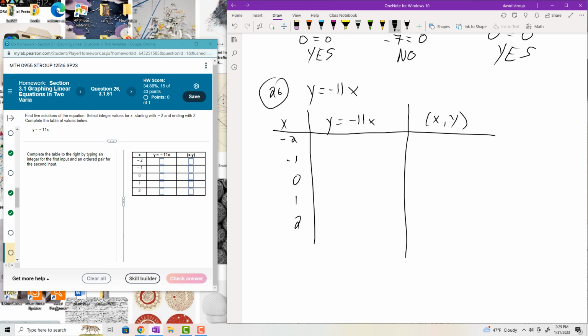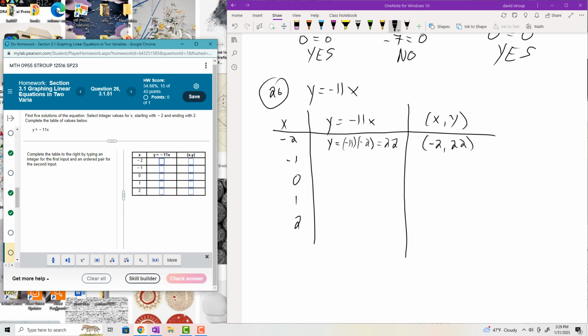Okay, and so to get the y equals negative 11x, you're taking the x equals negative 2 and plopping it into that formula. So we get y equals negative 11 times negative 2, and that's going to be a positive 22. So the resulting ordered pair is negative 2, 22. And then in the table in the software, you're going to put positive 22 there. Okay, so you see how good of a typist I am. And then here you've got to put in the ordered pair: negative 2, comma 22.